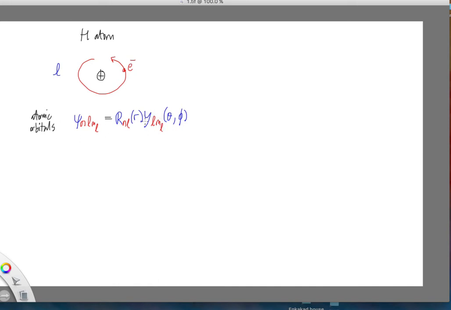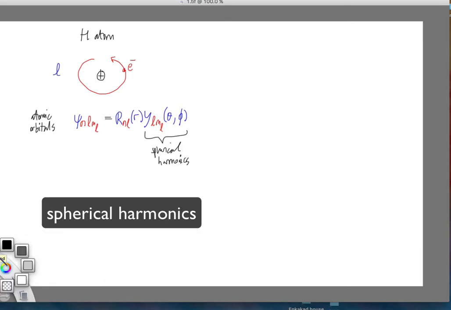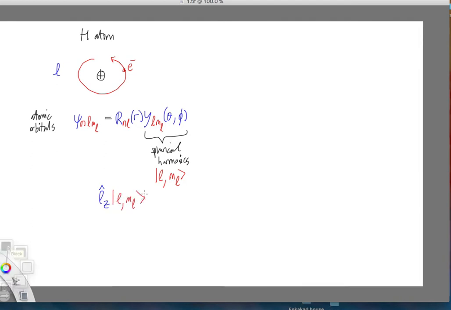And we've seen already that these angular functions, they're called the spherical harmonics, and they're equal to the eigenstates of the angular momentum operators. So we're going to write them as ket L ml. So the eigenstates of the z component of angular momentum with eigenvalue h bar ml.